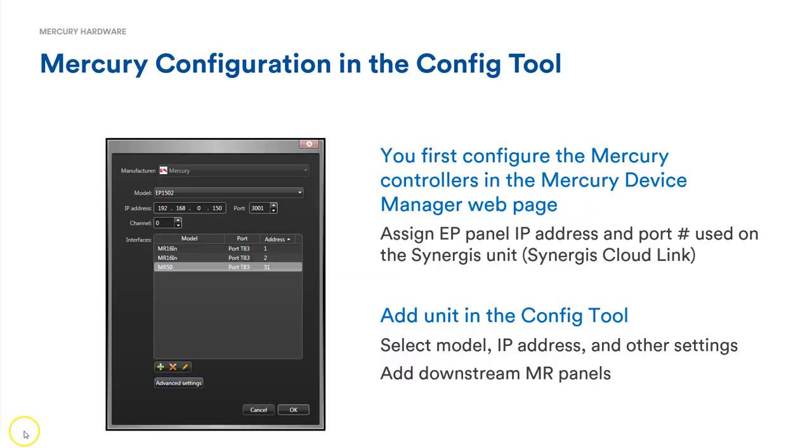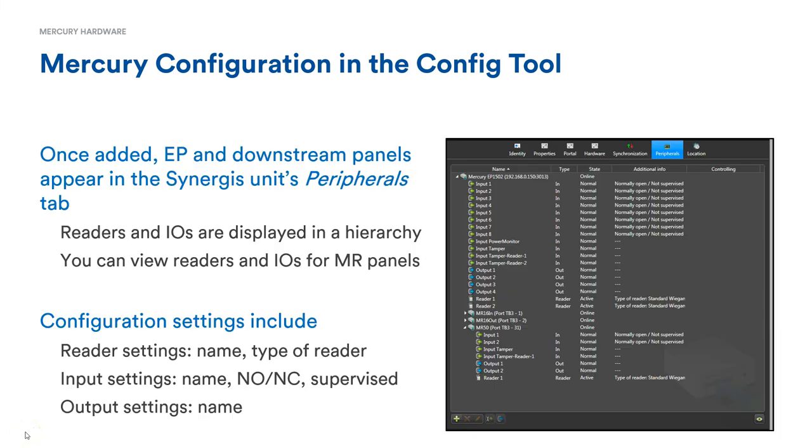Once you've assigned an IP address to the controller panel, you will add the unit in Config tool. Select the model, IP address, and add any other downstream panels. Once the unit and downstream panels are added, they will appear in the Peripheral tab in the Config tool based on a hierarchical order. You can configure the settings for each, including name, normally opened or normally closed states, supervised, and other attributes.